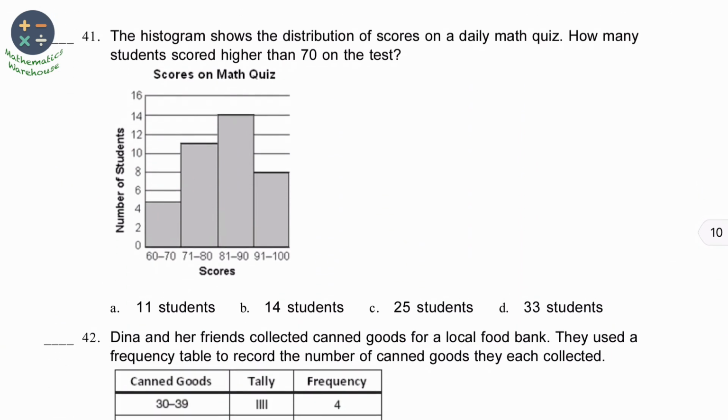Next question. The histogram shows the distribution of scores on a daily math quiz. How many students scored higher than 70 on the test? Here we have these all higher than 70. So here we have first one 11, second one 14, and third one 8. 11 plus 14 plus 8 equals 33, which is D.